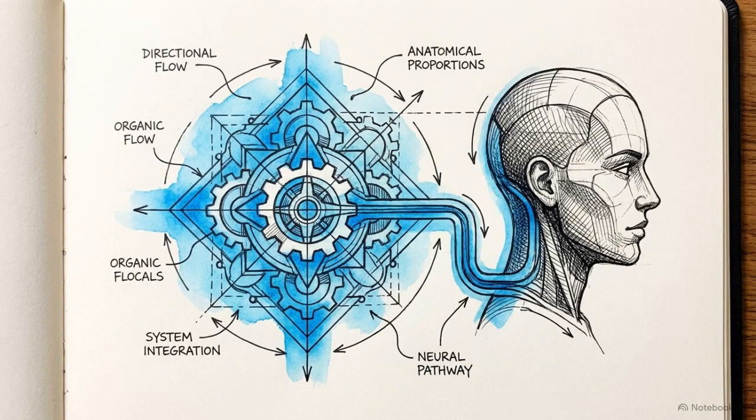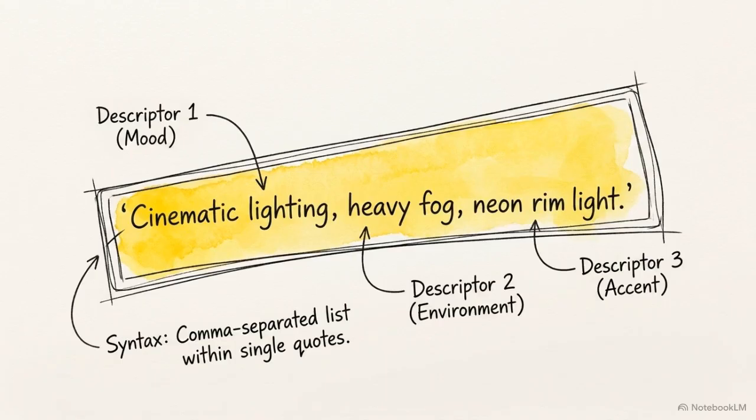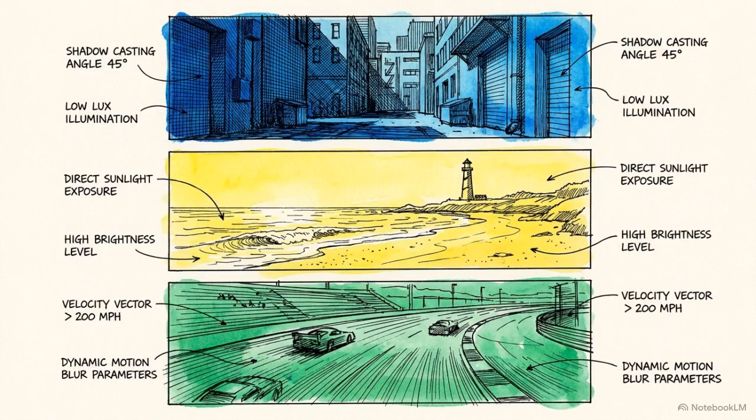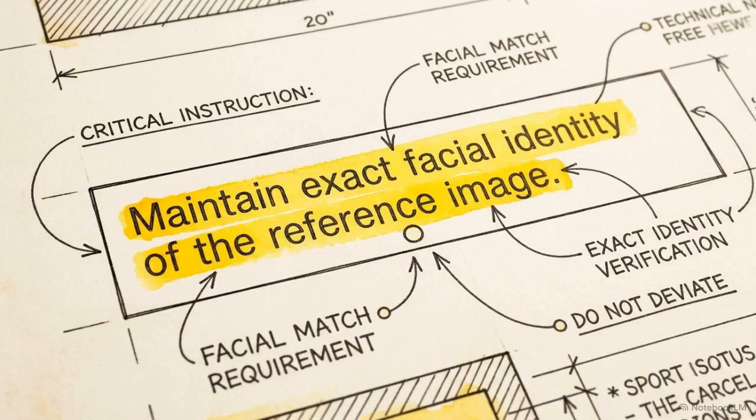The first variable is the subject directive. You must explicitly command the AI to designate the uploaded image as the primary focal subject. The second variable defines the atmospheric conditions. This is where you specify the exact lighting style, the mood of the scene, and any specific camera movement you want the engine to simulate. The third and mandatory control variable is the identity lock. You must append the exact phrase, maintain exact facial identity of the reference image.